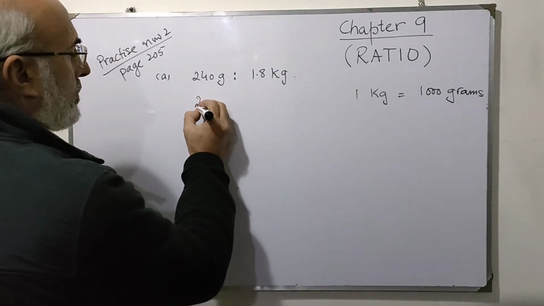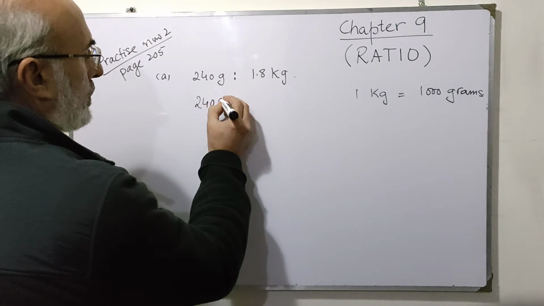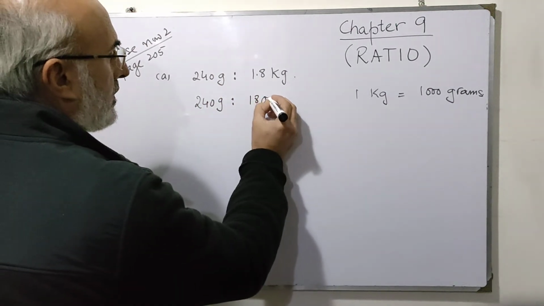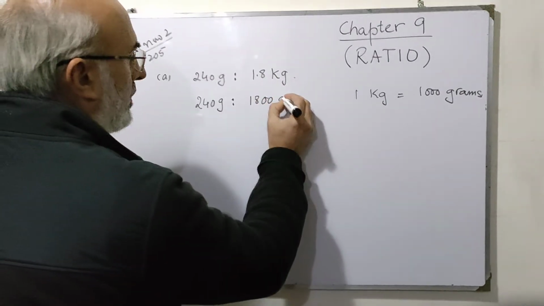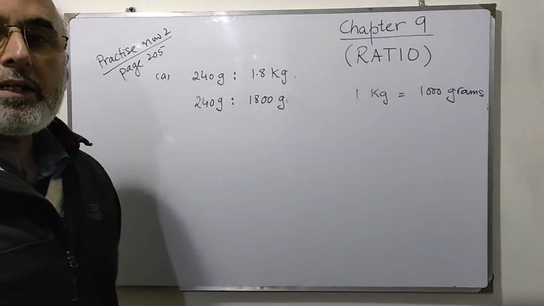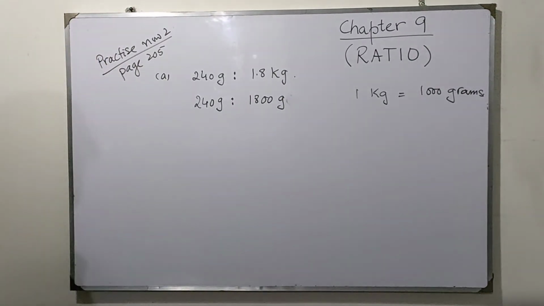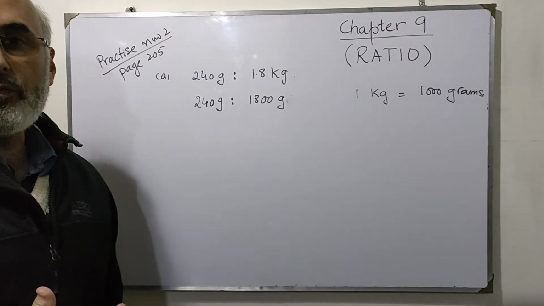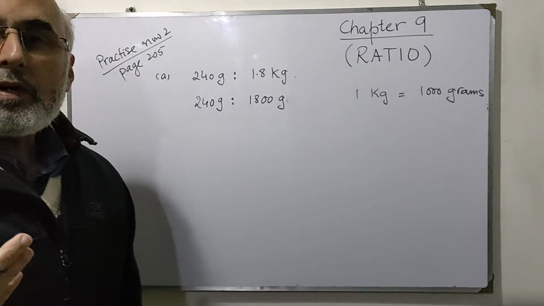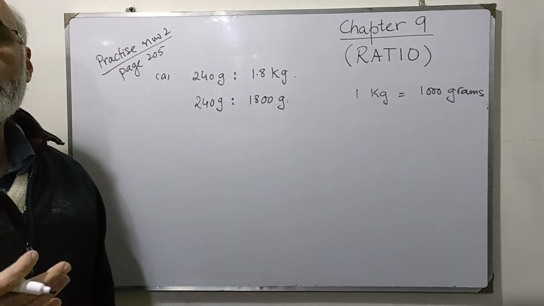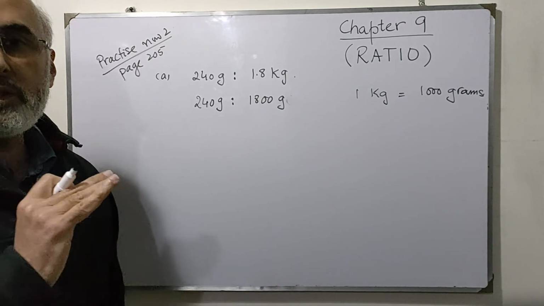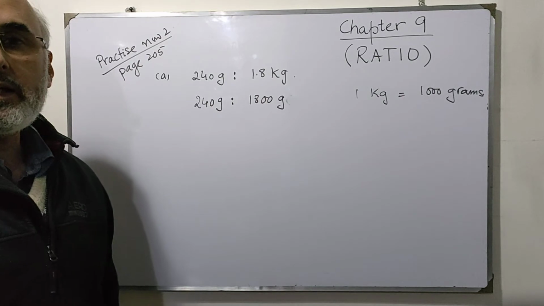So the comparison will now be 240 grams is to 1800 grams. Now both the quantities are in grams. So now this is a proper way to compare two quantities, with the same units. So it's a ratio. The ratio has to be in the simplest form. The integers have to be in the simplest form. There shouldn't be any common factor.